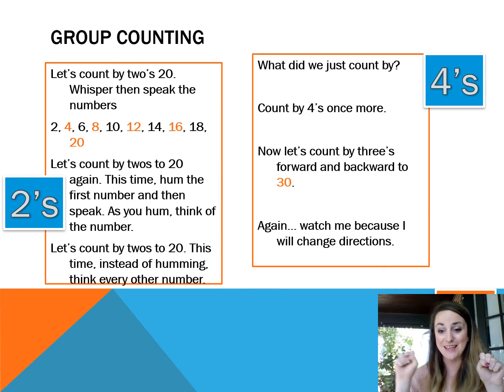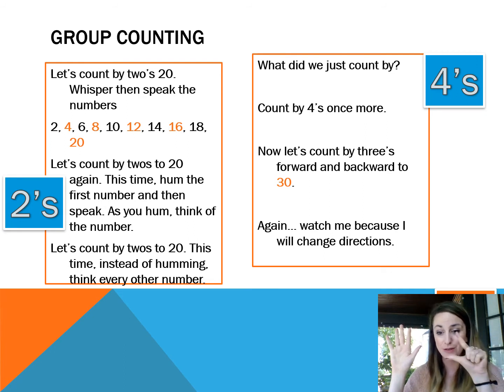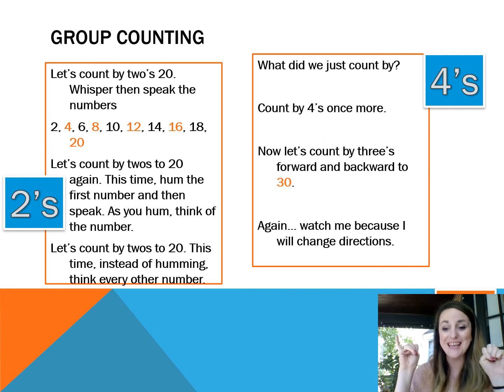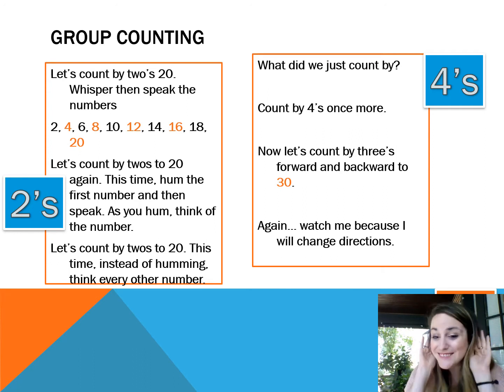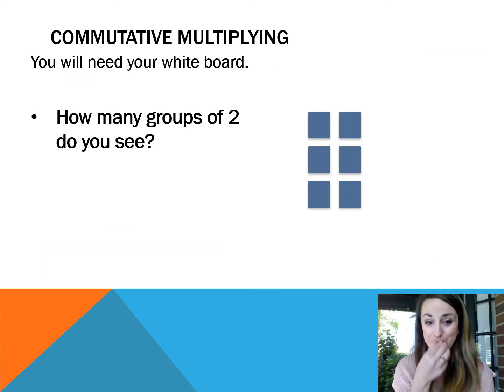Ready? Let's go. Count by 3s to 30 and go. 3, 6, 9, 12, 15, 18, 21, 24, 27, 30. Bring it down. 30, 27, 24, 21, 18, 15, 12, 9, 6, 3, 0. Great job. You will now need your personal whiteboards.